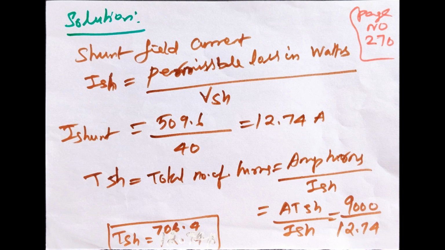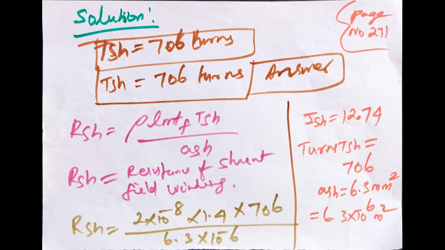Continuation of solution. Shunt field current ISH is equal to permissible loss in watts divided by VSH. I shunt is equal to 509.6 divided by 40 is equal to 12.74 ampere. TSH is the total number of turns, equal to ampere turns divided by ISH, that is 9000 divided by 12.74. That is the TSH value 706.4, that is TSH equal to 706 turns. TSH value is 706 turns.